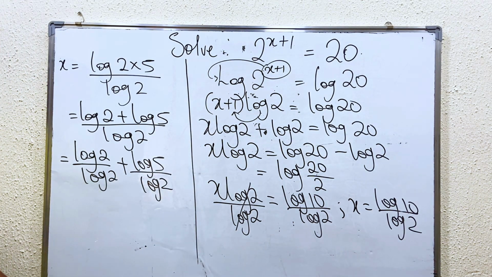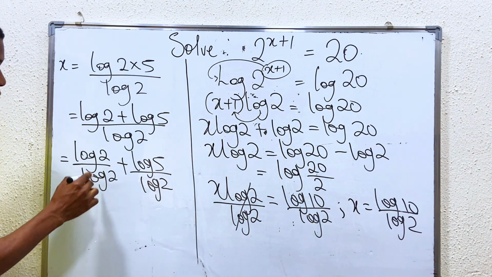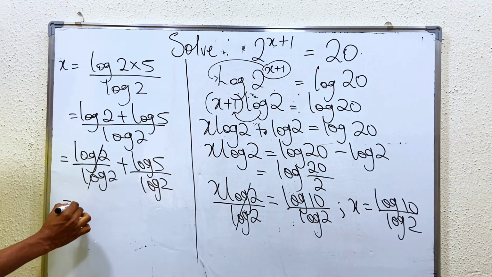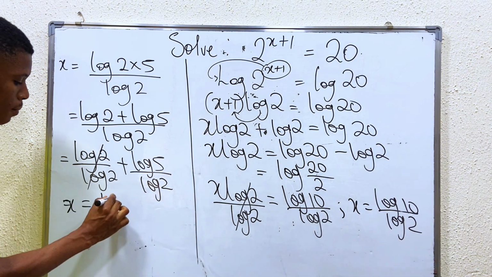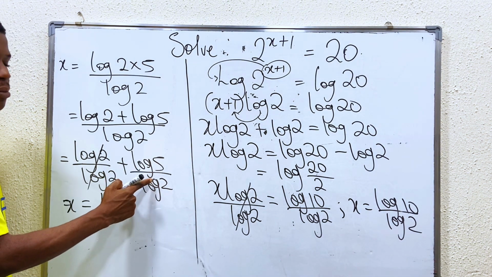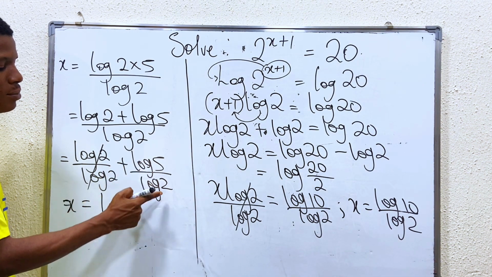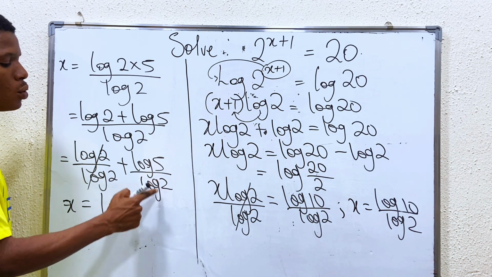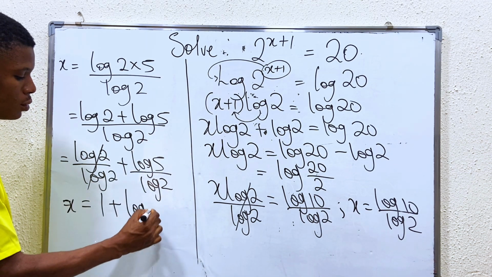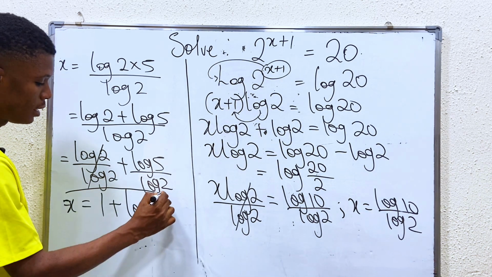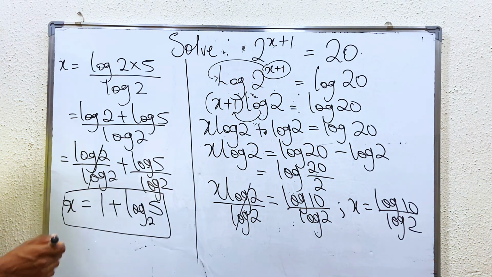So if you have this, you see that log 2 over log 2 cancels out. We are having x equal to 1, because we divided by log 2, plus these are logarithms, two logs dividing themselves in a common base. So we can use the change of base formula to write it to be log base 2 of 5. And that's the required solution to this problem.